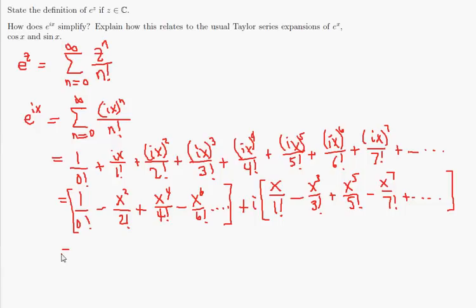And you should recognize that the first set of brackets is the Taylor expansion for cosine of x. And the second series is the Taylor expansion for sine of x. And so if x is a real number, then e to the ix is equal to cosine of x plus i sine of x, as justified by looking at the Taylor expansions that you see on the screen.